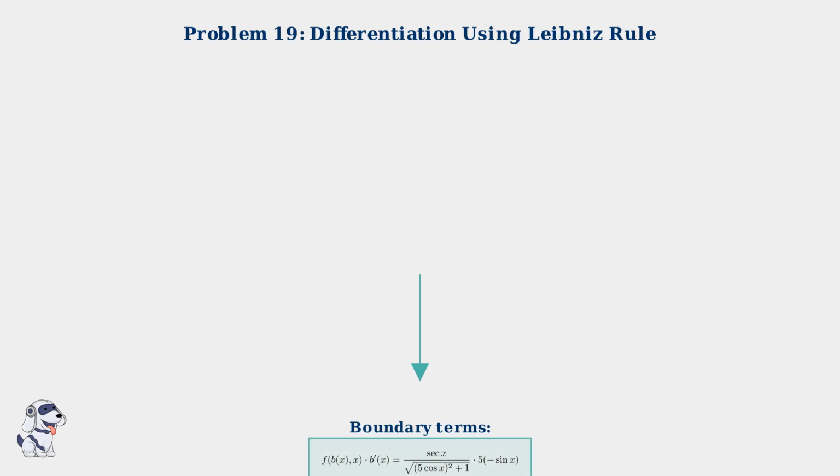The upper boundary term is f at b of x times b prime of x, which is secant x over square root of 25 cosine squared x plus 1 times 5 times negative sine x. The lower boundary term is minus f at a of x times a prime of x, which is minus secant x over square root of sine squared x plus 1 times cosine x.